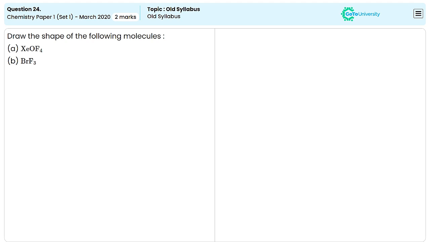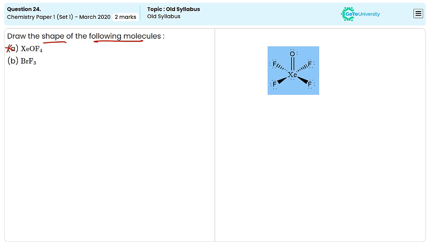In this question, we have to provide the shape of the given molecules. The first one is XeOF4. In this complex, xenon is the central atom which is surrounded by 1 oxygen and 4 fluorine atoms. Xenon contains 8 electrons in its valence shell.